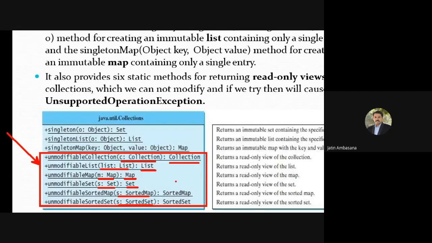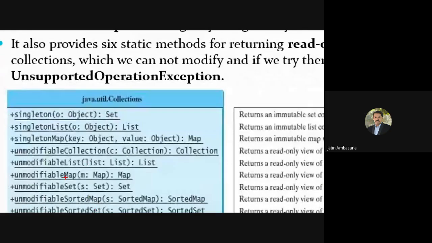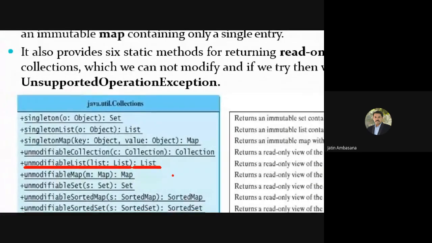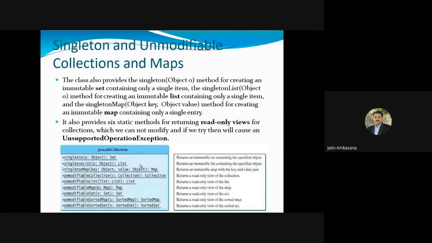So in order to convert an editable list into a read only view, you can use this unmodifiable list method. Understand? If you have a list and you want to pass it to a method or some other class, and you want it to be unmodifiable, then you use this method to make it a list which is read only. Understand? So that is about sets and maps.